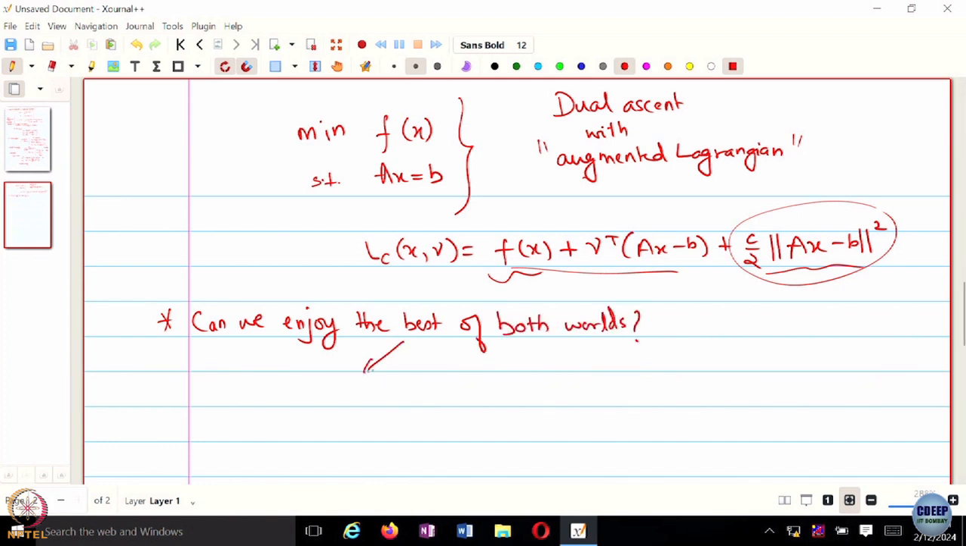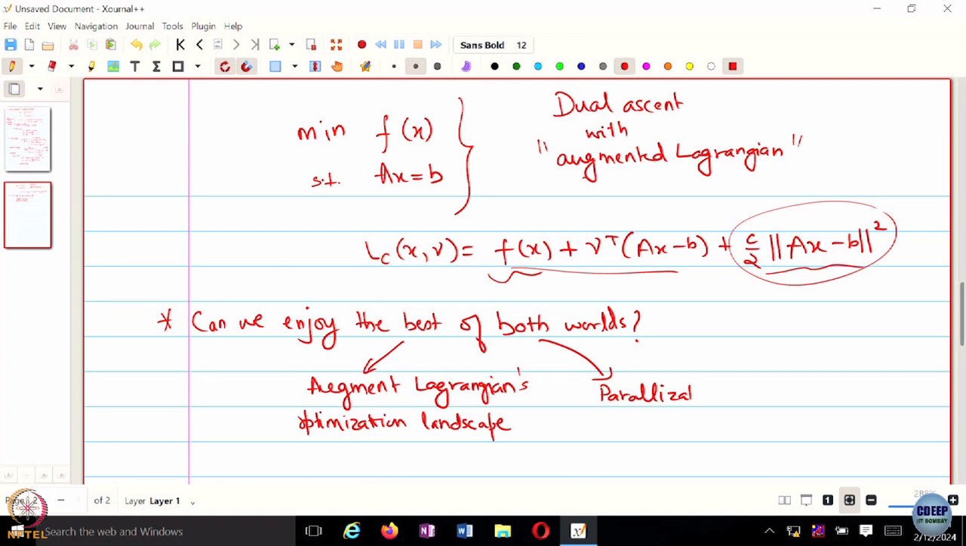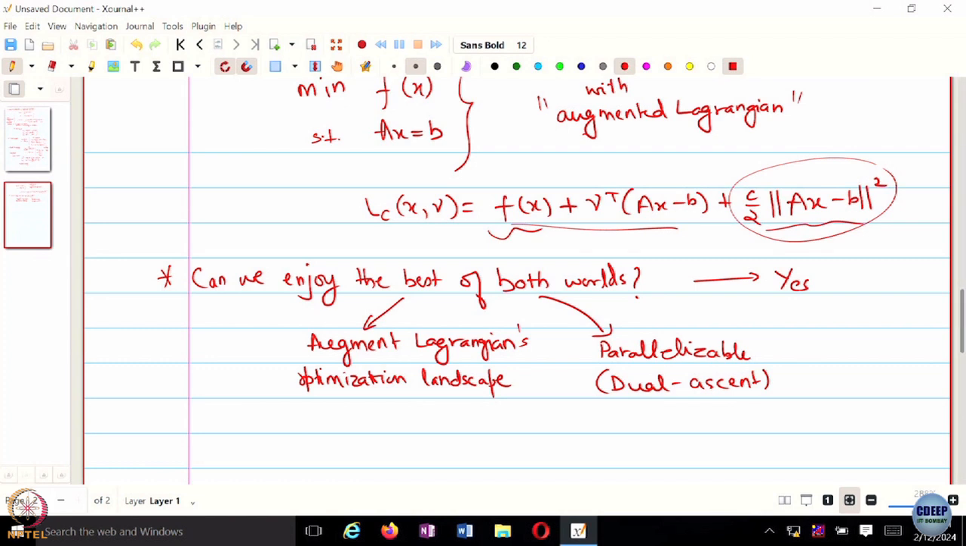So what do we want? We want basically the augmented Lagrangian's regularized optimization landscape, and we also want the algorithm to be parallelizable, which is basically the property of dual ascent, or dual decomposition, right? And the answer to this question is yes. The fact that we are addressing this here should make it obvious that it should work, and that is your ADMM algorithm, or the alternating direction method of multipliers.